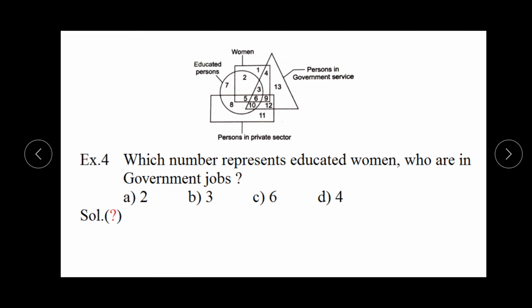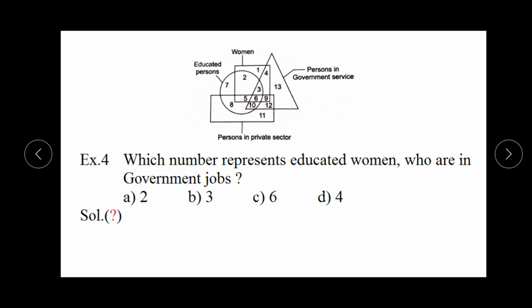In this we can say that the triangle is showing persons who are in the government service. The square is showing that in this region there are women only. The circle represents the educated persons, and the rectangle shows that these persons are in the private sector. We have to find out educated women. It means we know that these are the educated persons and these are women.